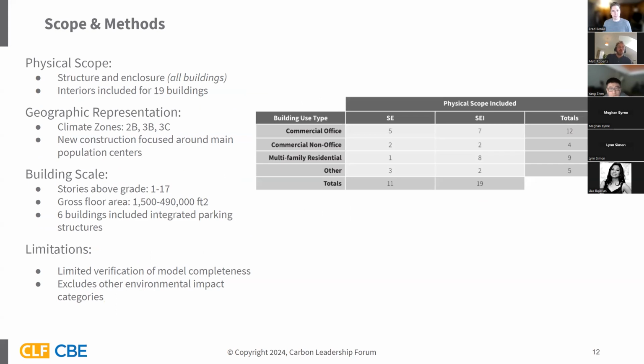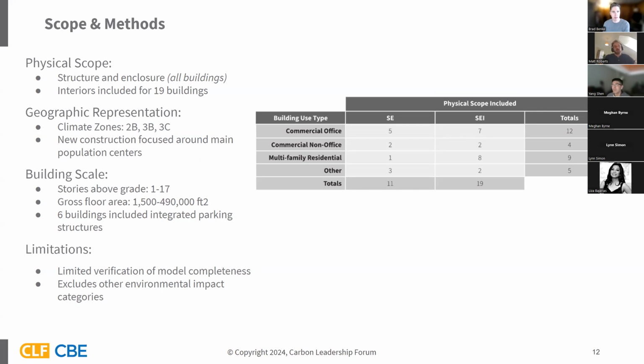Next slide, Brad. Awesome. So in terms of the physical scope that was looked at for all of the buildings, we focused on the structural system as well as the enclosure of the buildings. However, 19 of the buildings also included interiors. So we split out the interiors to be able to look at the contribution of that separately for those 19 buildings. But we didn't want to compare buildings with a broader scope of building elements included to buildings that don't have that full scope. So we wanted to do an apples to apples comparison. So we have a comparison for structure and enclosure, as well as comparisons for structure, enclosure, and interiors.